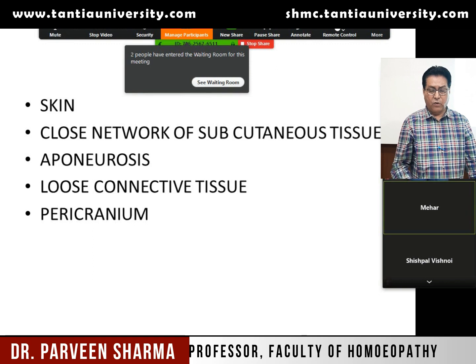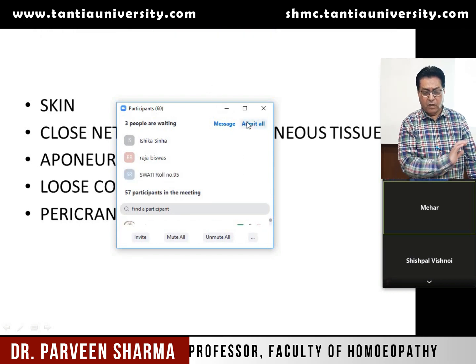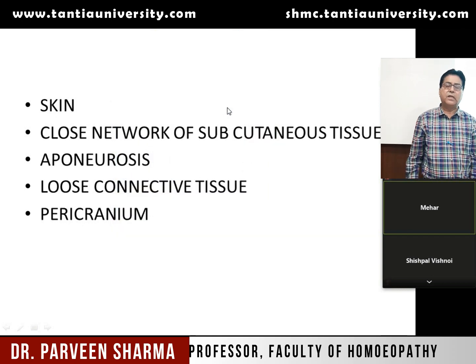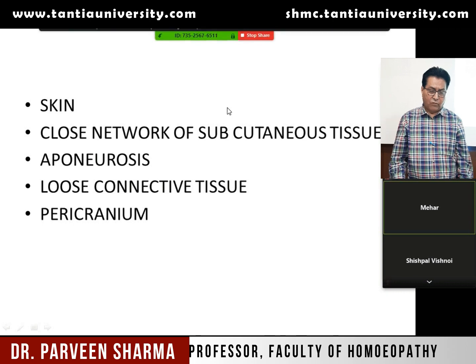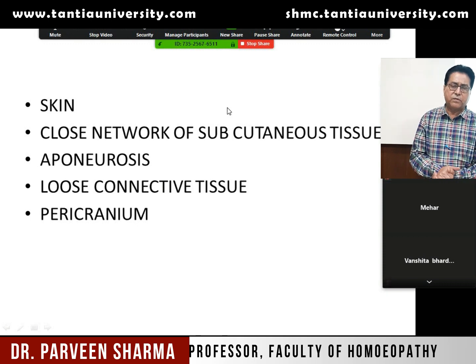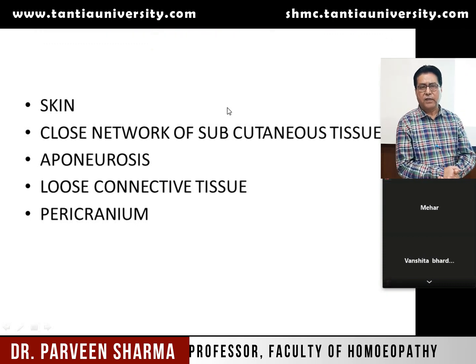Now I told you these 5 layers of the scalp. So we are going to start with the first layer. The first layer of the scalp is the skin. If you see the skin of the scalp, it is quite thick, and the skin is adherent to the second layer, that is the close network of subcutaneous tissue, and the galea aponeurotica. These 3 layers are closely adherent to each other.